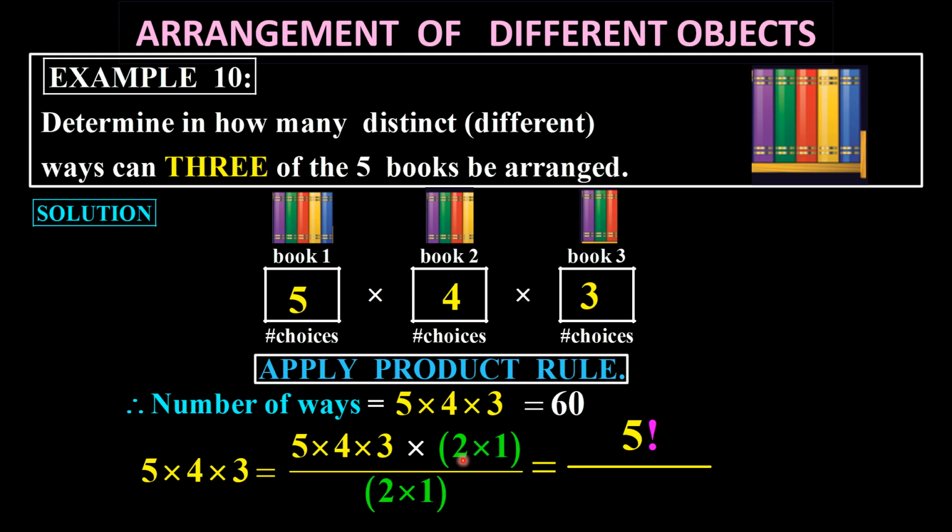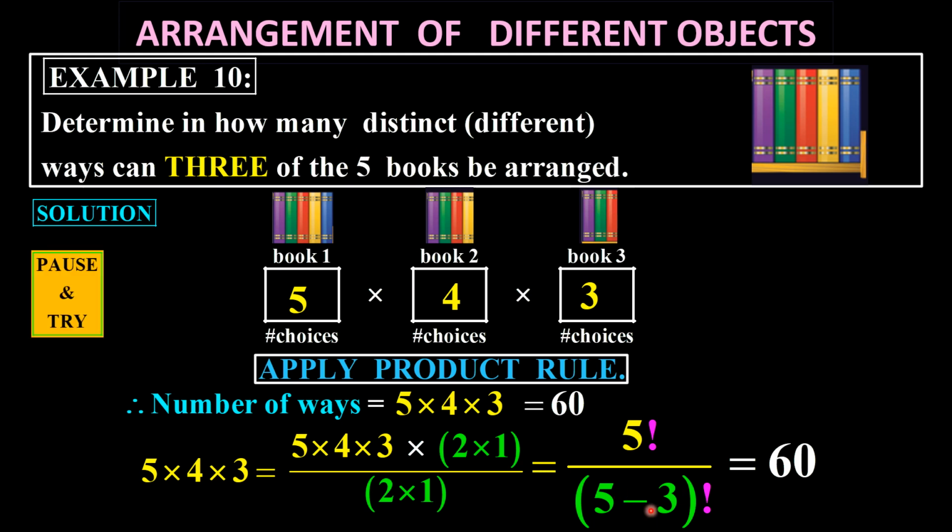Otherwise, it won't be an identity that I'm applying there. Now, do you notice something about the numerator? Look at it again. That's correct. That is, I can write the short form of that. That's 5 factorial. And 2 times 1 is 2 factorial. But 2 is actually 5 minus 3. Right? So the 5 books minus the 3 is actually the 2. So you can also do that. Just do that in the calculator. And we see there we have 60.